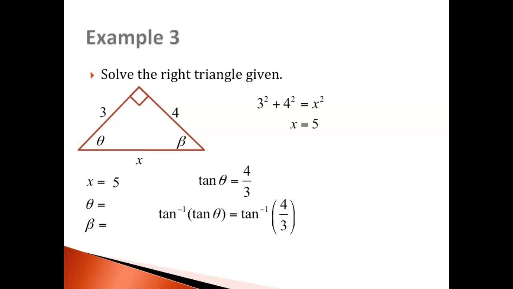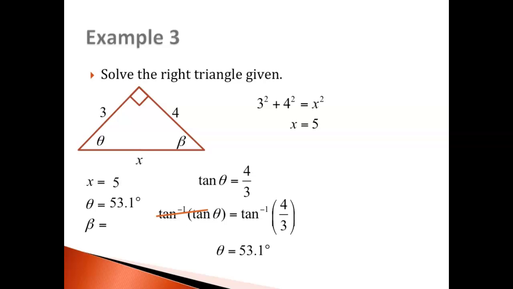And what that does is on the left-hand side now, tan inverse and tan will cancel each other out. That leaves us with theta. So theta is equal to tan inverse of 4 over 3. And putting that into the calculator, we get theta is equal to 53.1 degrees.